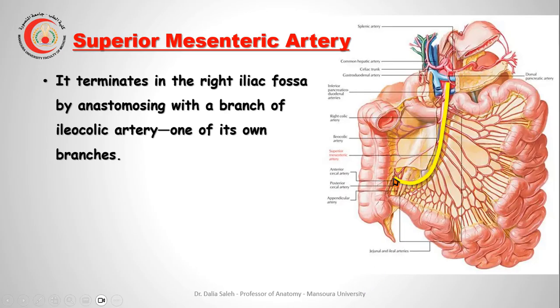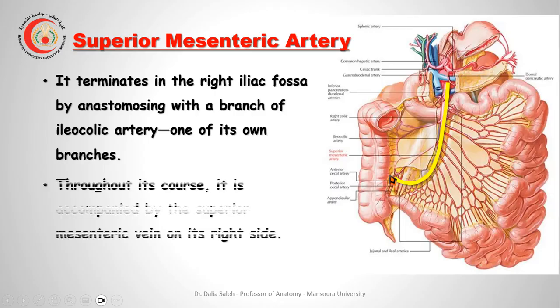The superior mesenteric artery finally reaches the right iliac fossa, where it terminates by anastomosing with one of its branches, which is the iliocolic artery. Throughout its course, we can see the superior mesenteric vein on its right side, but it is not shown here in this diagram.